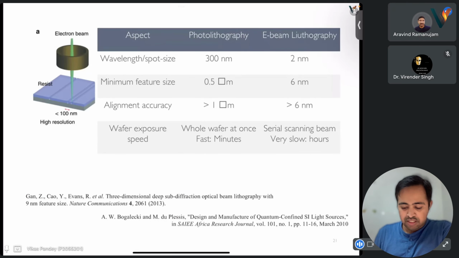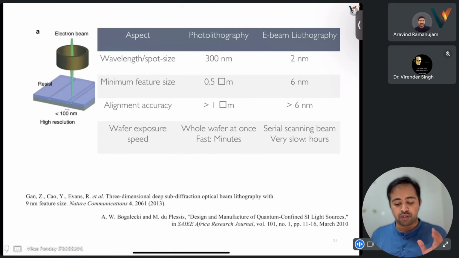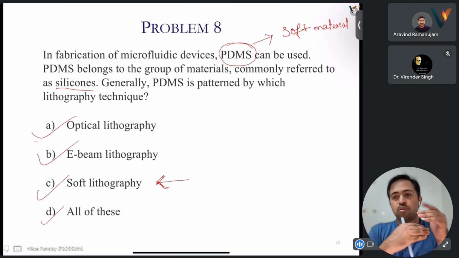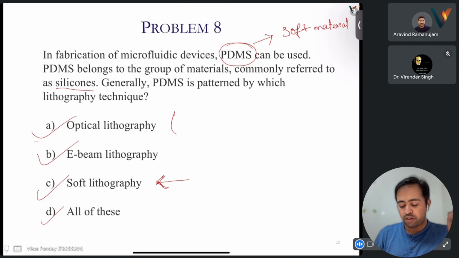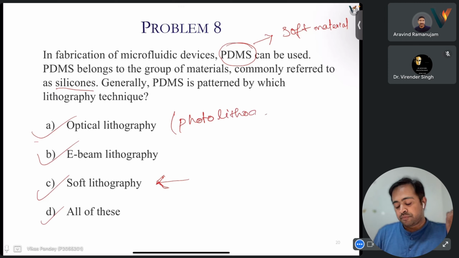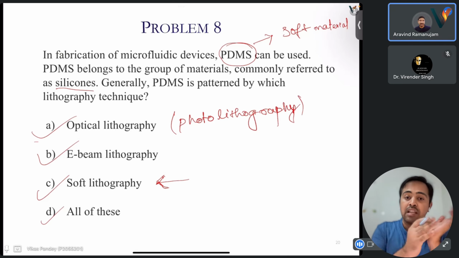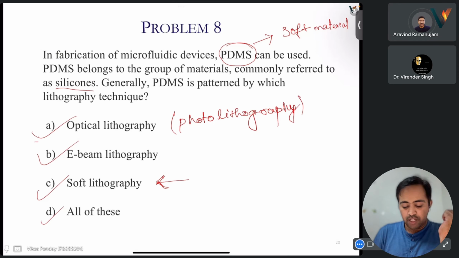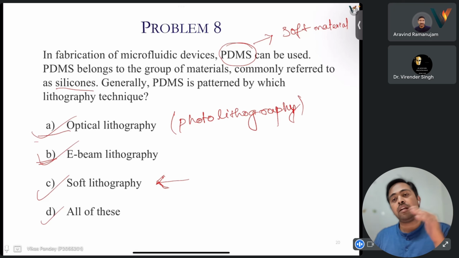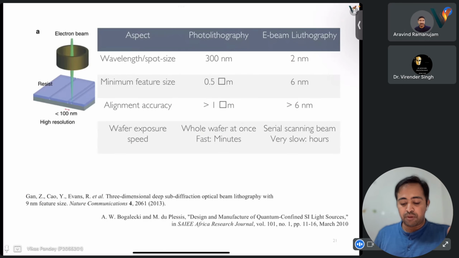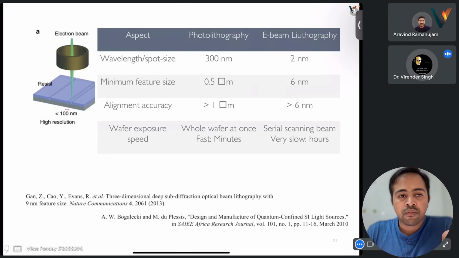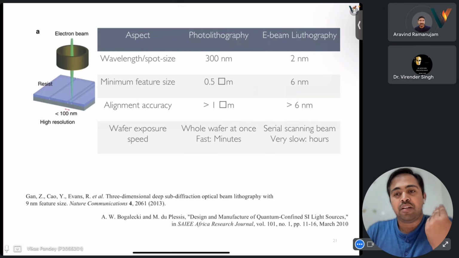So let's see. First, let's see what is the difference between optical lithography, that is the normal lithography, or we say photolithography, and e-beam lithography. And why is e-beam preferred and when is optical lithography preferred? In this case, is it a kind of molding, sir? Yes, soft lithography is kind of molding.